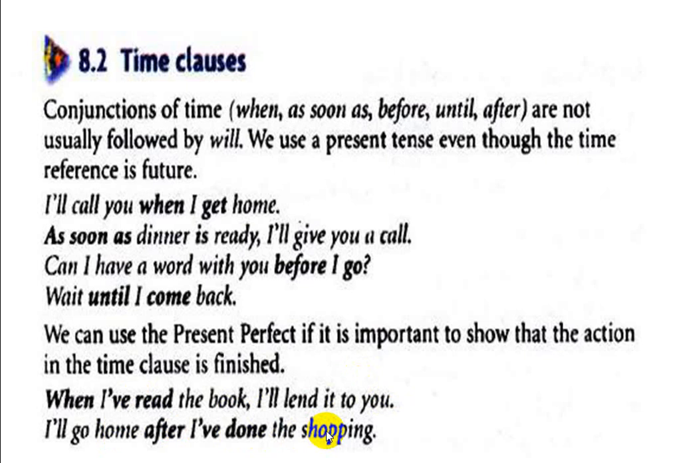تلاحظون إنه هي هنا الأكشن is in the time clause is finished. So we use the present perfect, not the present tense, the present perfect if it is important to show that the action in the time clause is finished. إذا من المهم أن نظهر أنه الفعل بالتايم كلوز نفسه بالتايم كلوز. شنو التايم كلوز؟ اللي موجود بها الوين as soon as before until after هي هاي التايم كلوز اللي تجي وياها when the action in the time clause is finished. الأكشن الفعل انتهى بالتايم كلوز.